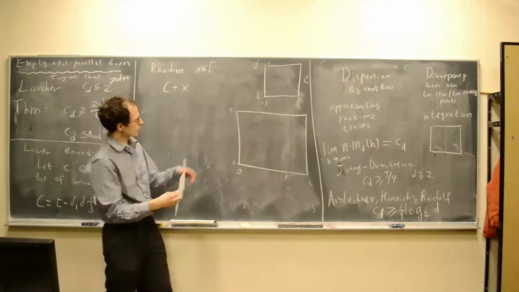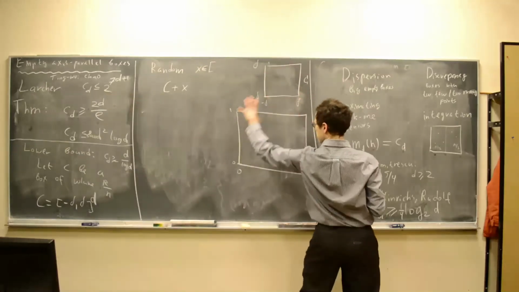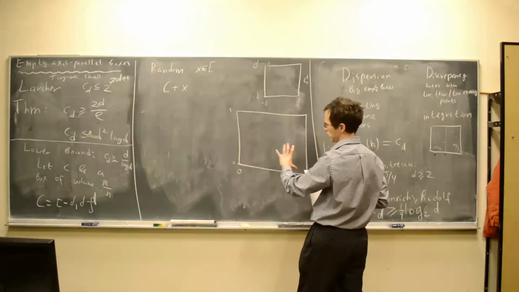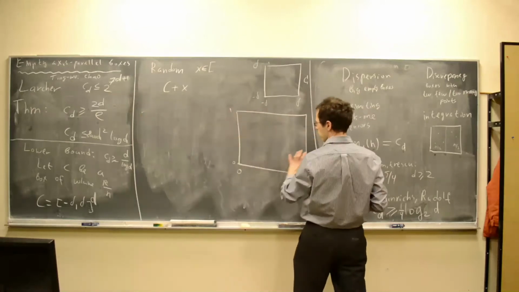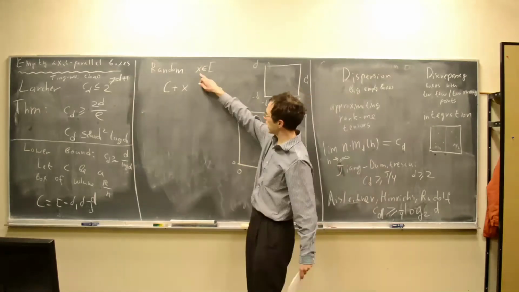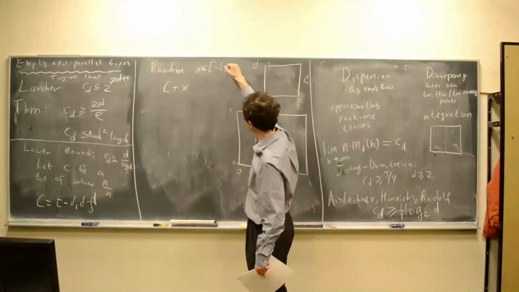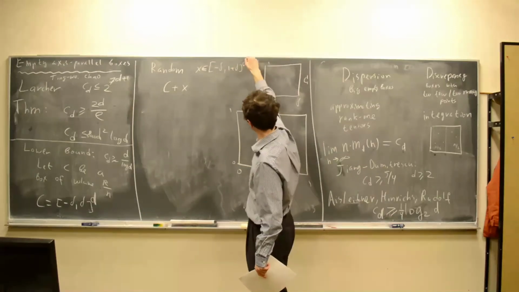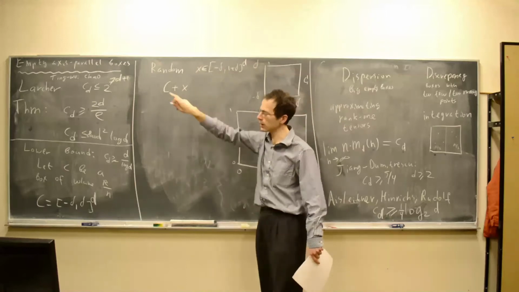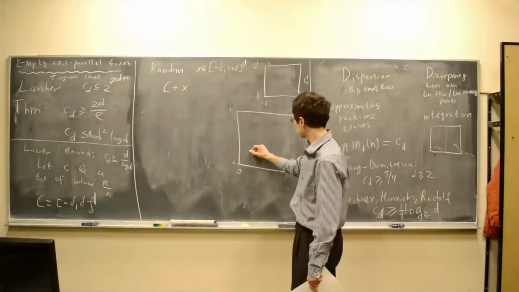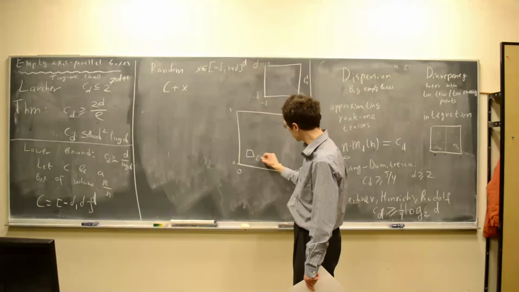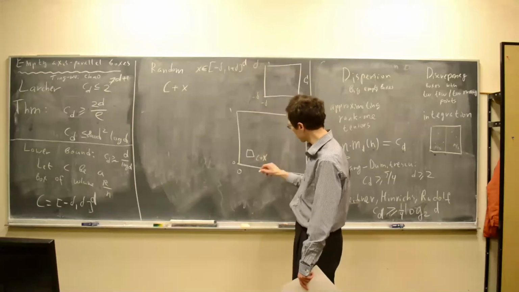And so what I'm doing, I'm taking this and I'm just moving it around this unit box. And I want to cover every point equally often. So for that, I'm going to take x between negative delta to 1 plus delta to the D. So I'm taking random x uniformly from this set, and I'm looking at the translate of C. So this is my C plus x, somewhere inside my box.